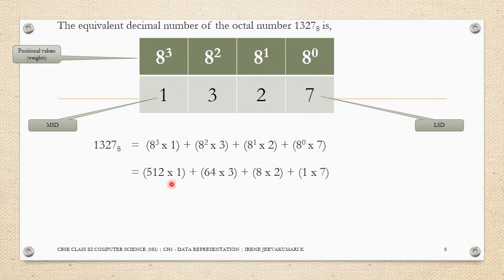In this expression, the multiplication operator gets the highest precedence. So let us evaluate all the multiplication operators. 512 multiplied by 1 will be 512, 64 multiplied by 3 will be 192, 8 multiplied by 2 will be 16 and 1 multiplied by 7 will be 7. Now let us add all these numbers. 512 plus 192 plus 16 plus 7 will be 727. So 727 is the decimal equivalent of the octal number 1327.